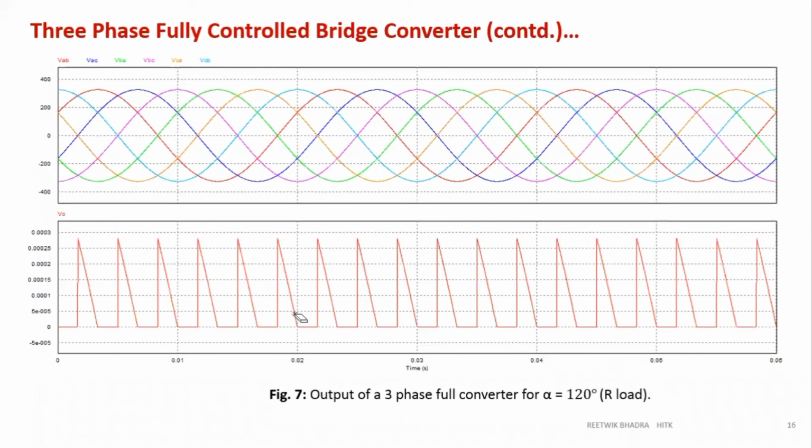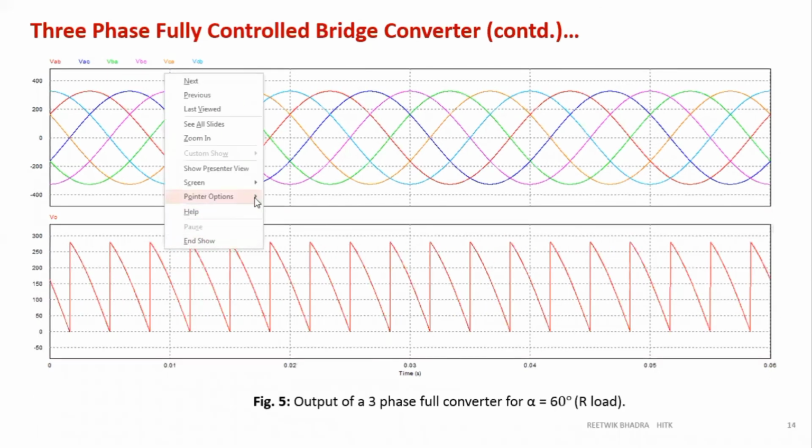Okay, so what happens to the voltage? At alpha equal to 120 degree, the load voltage becomes very close to 0. It becomes 0. So you see the magnitude of the voltage. See, slowly the magnitude is decreasing.